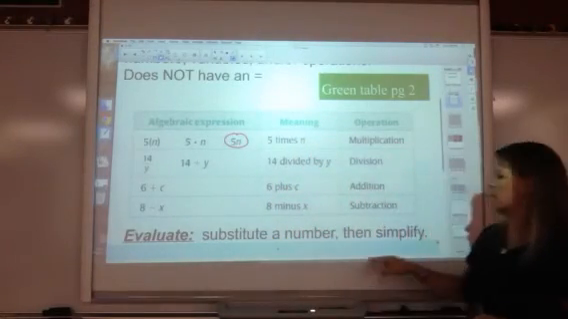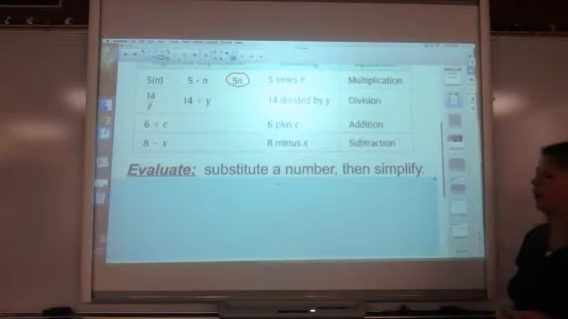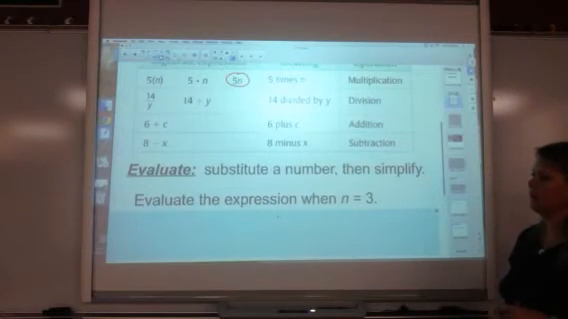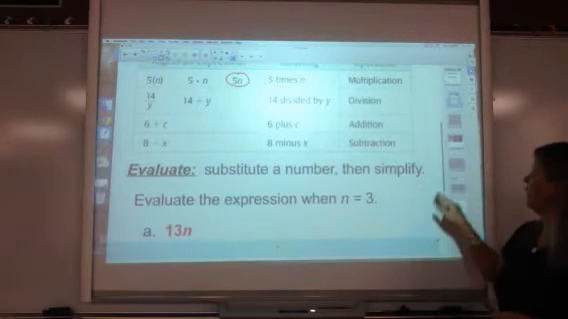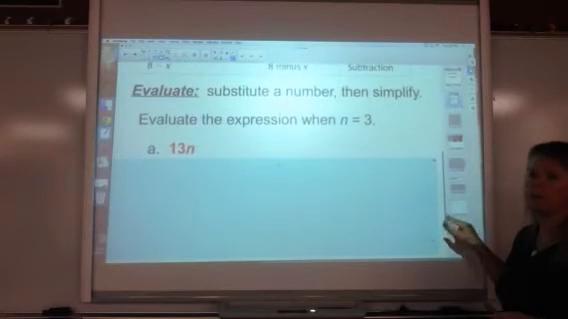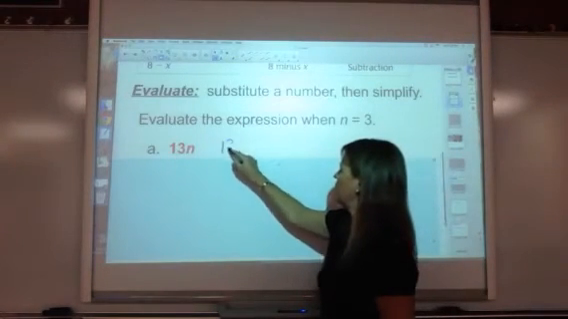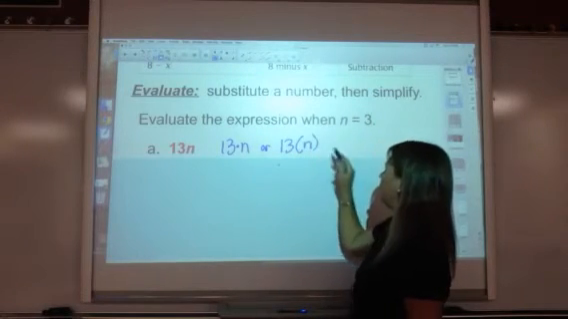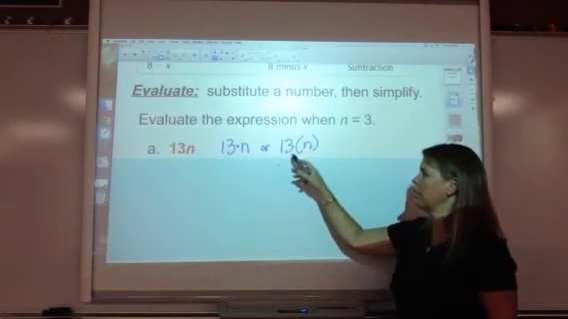Anyway, evaluate. Substitute a number, then simplify. That's what evaluate means. Figure it out. The question will ask you, evaluate the expression when n equals 3. n equals 3 is what we're evaluating. That's obviously not an algebraic expression. And it's going to ask you some questions. Part A, what is 13n when n equals 3? If you want to write it out, you would write 13 times n or 13 parentheses n. That's perfectly allowed when you are showing your work or showing your thinking.